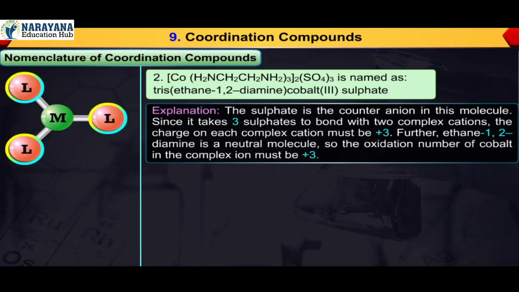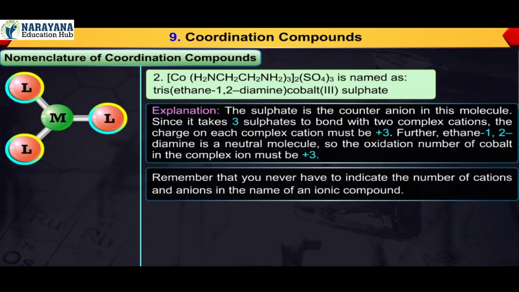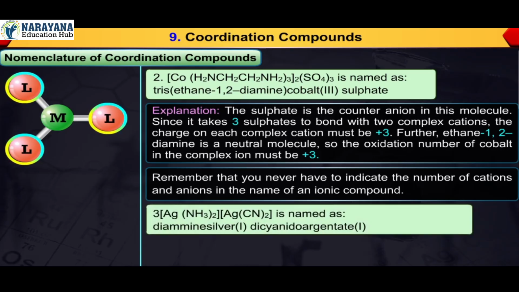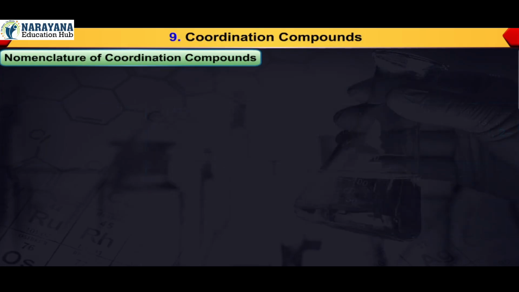Explanation. The sulfate is the counter anion in this molecule, since it takes the 3 sulfates to bond with 2 complex cations. The charge on each complex cation must be plus 3. Further, ethane-1,2-diamine is a neutral molecule, so the oxidation number of cobalt in the complex ion must be plus 3. Remember that you never have to indicate the number of cations and anions in the name of an ionic compound. 3. [Ag(NH3)2][Ag(CN)2] is named as diamminesilver(I) dicyanidoargentate(I).